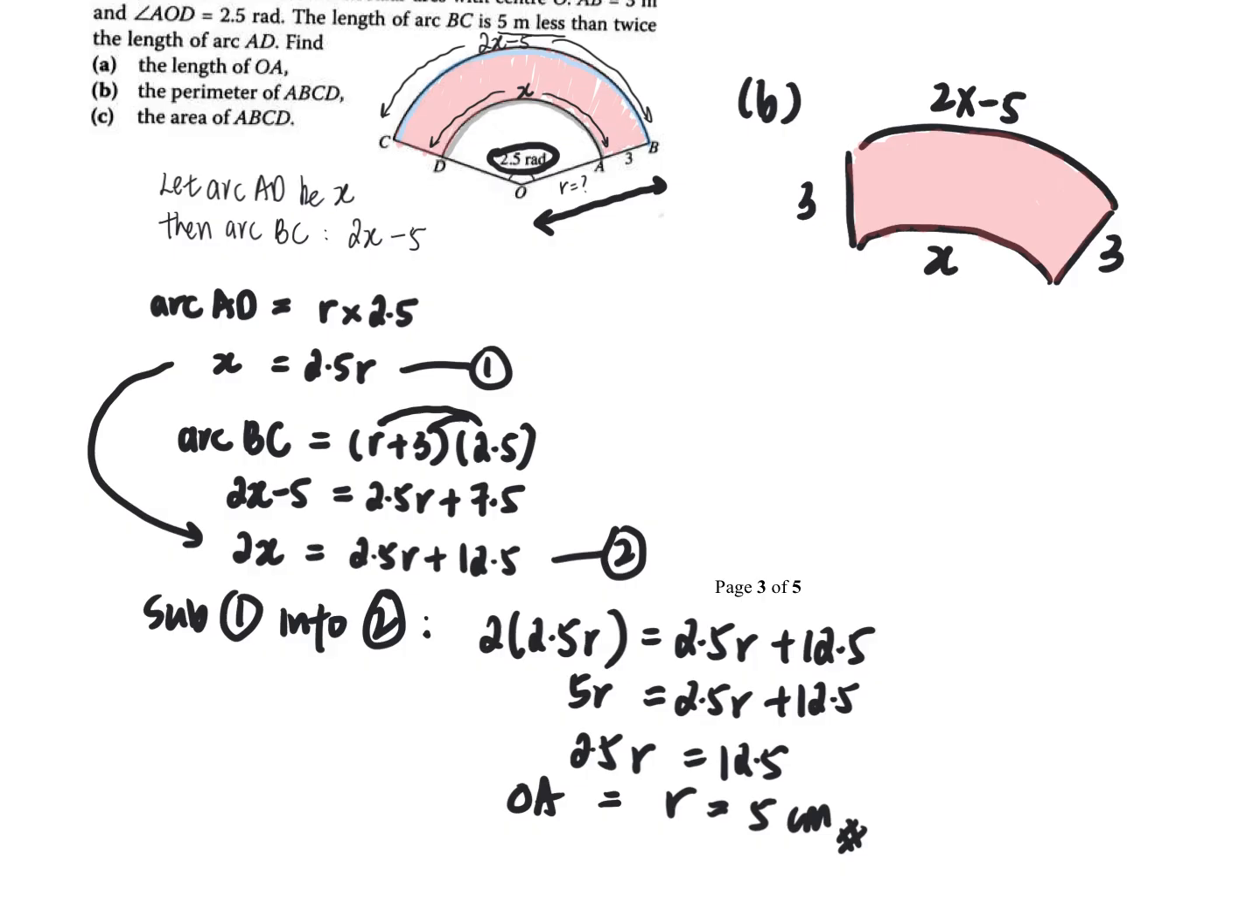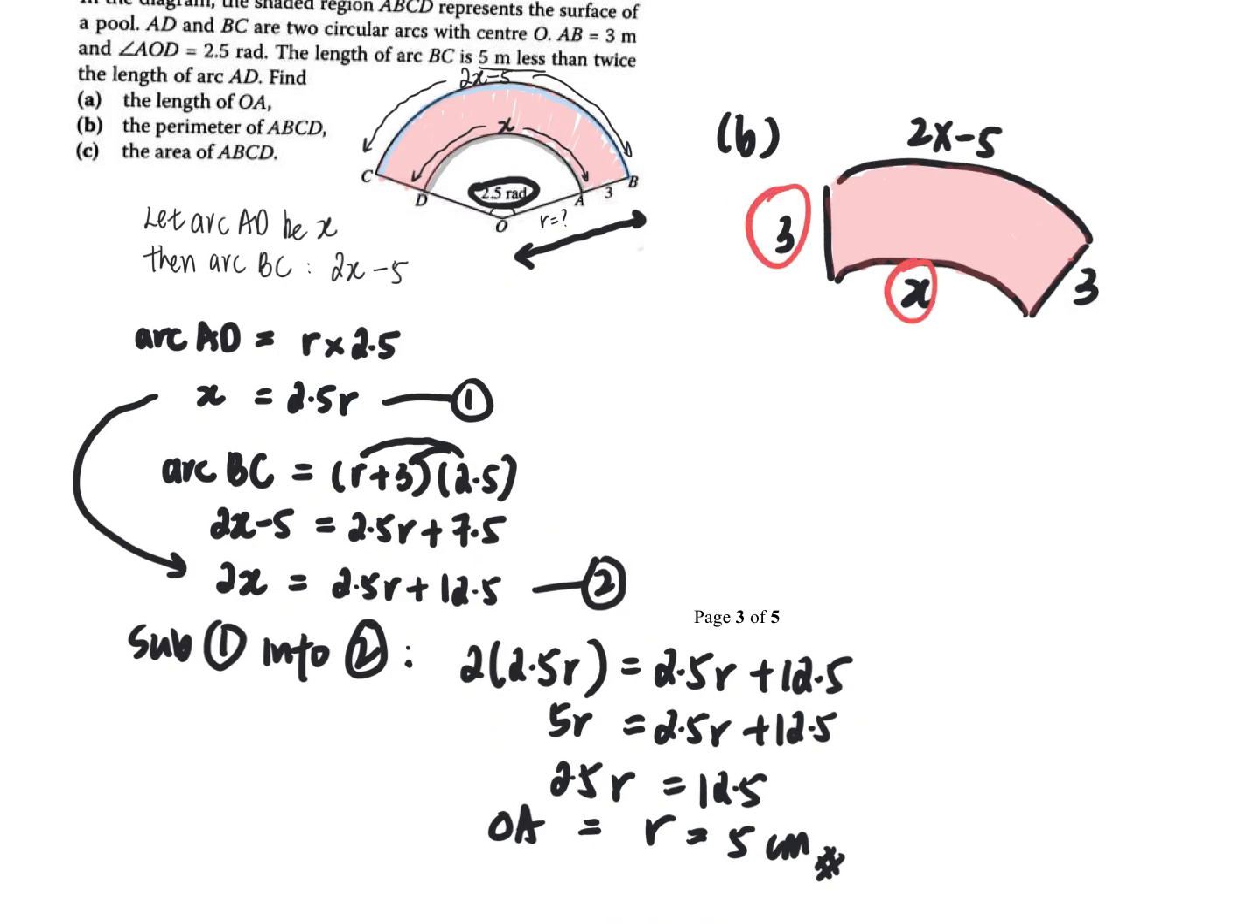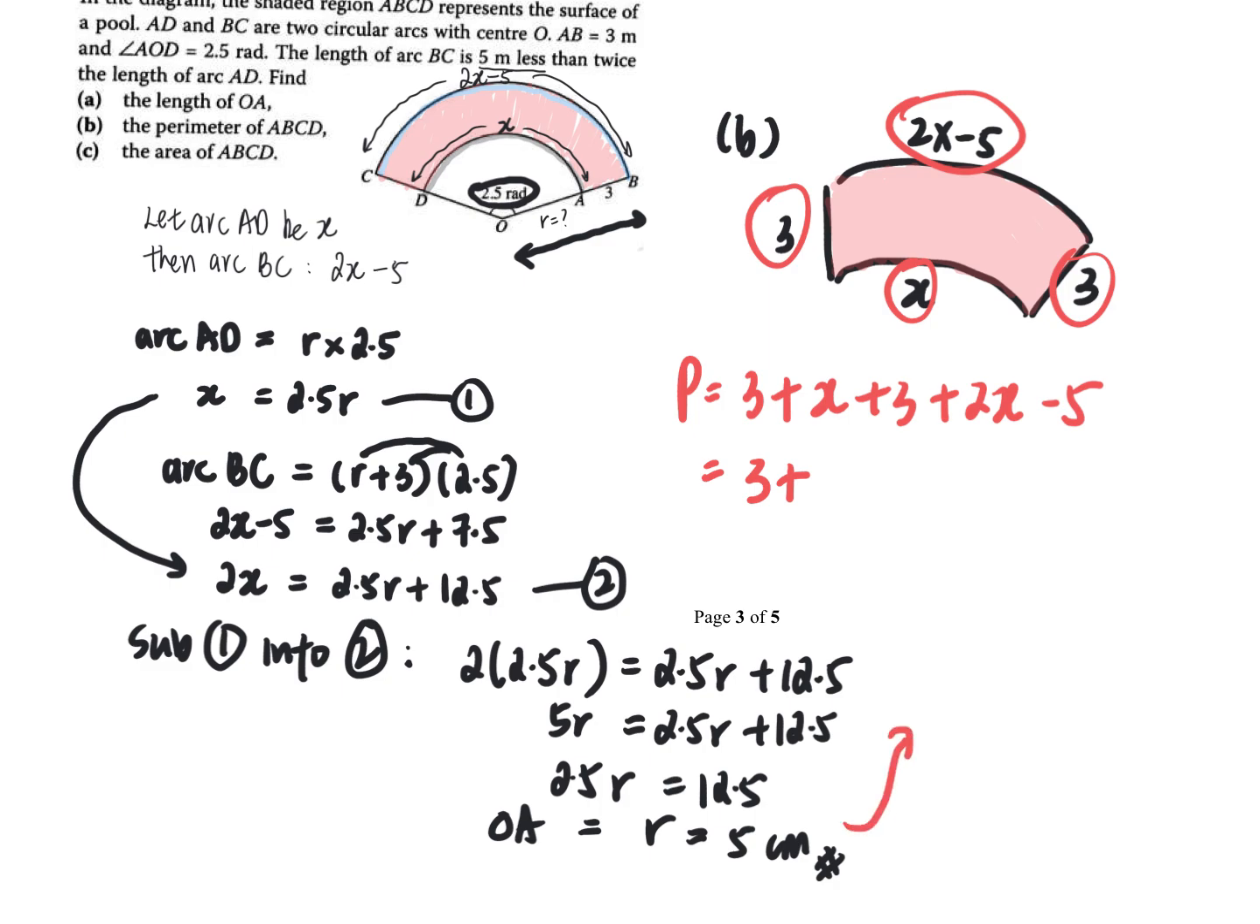Okay, I want to find the perimeter of ABCD. You will realize that it's adding these 4 lengths up. So 3 plus x plus 3 plus 2x minus 5. This is the perimeter. Put in your x value. Or do you have your x value? You don't have, right? Okay, so go and find x by substituting r equals 5 into 1.